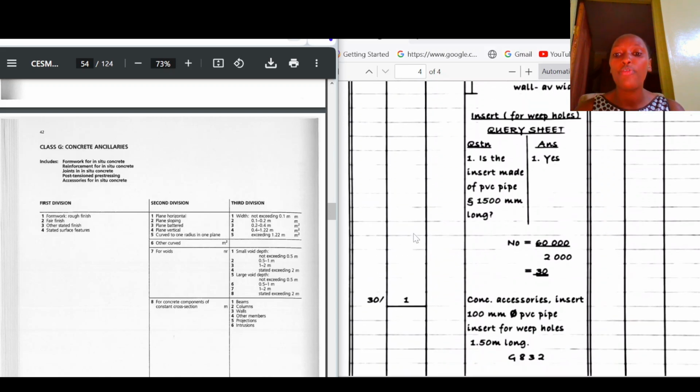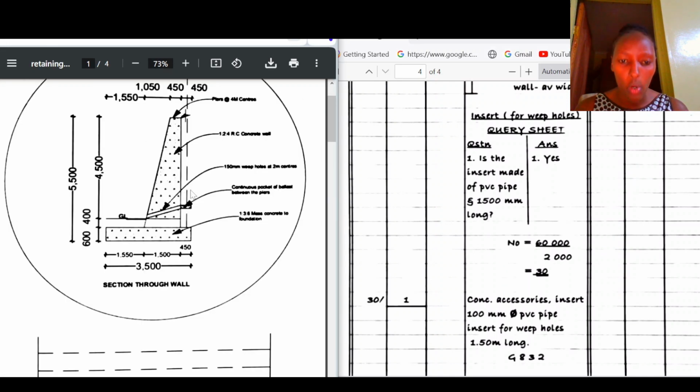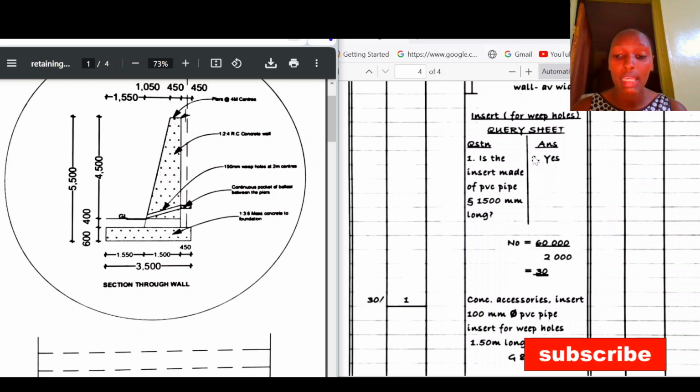So we shall wrap up with the concrete accessories, the insert, which is the PVC inserts for the weep holes. So if you look at our drawing, the weep holes, we were not given a lot of details for them. First of all, we were just told for the weep holes, it's 150 millimeters weep holes at 2 meters centers. We were not told what type of pipe is used. So here we write a query sheet. We ask ourselves a question: is the insert made of PVC pipe 150, 1500 millimeters long? Then we say yes.